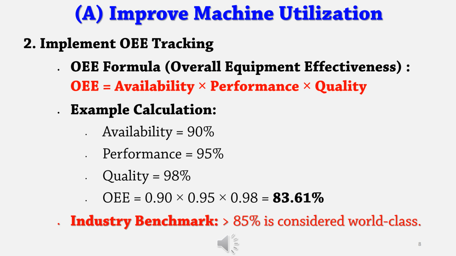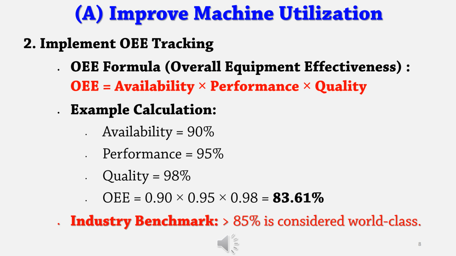The second thing you have to do to improve machine utilization is to implement OEE tracking. OEE means overall equipment effectiveness. Its formula is OEE equal to availability into performance into quality. So you have to track this OEE.